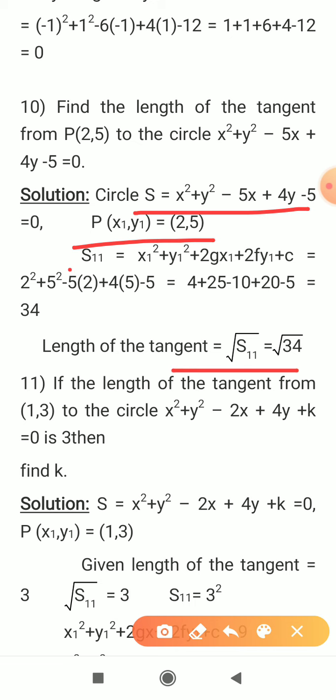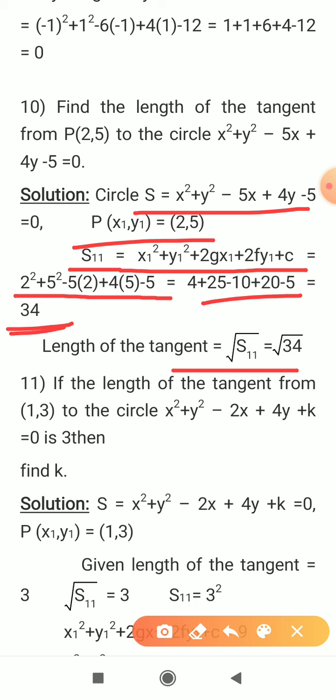For that, first we find S11. S11 means put x1, y1 in the place of x comma y of the given circle equation. So this is x1 square plus y1 square plus 2g x1 plus 2f y1 plus c. That means put (2, 5) in the places of x comma y: 2 square plus 5 square minus 5 into 2 plus 4 into 5 minus 5. That is equal to 34, which is S11. That is not yet the length of the tangent. Length of the tangent is root S11, so root S11 is equal to root 34. This is the length of the tangent drawn from the point (2, 5) to the given circle S equal to 0.